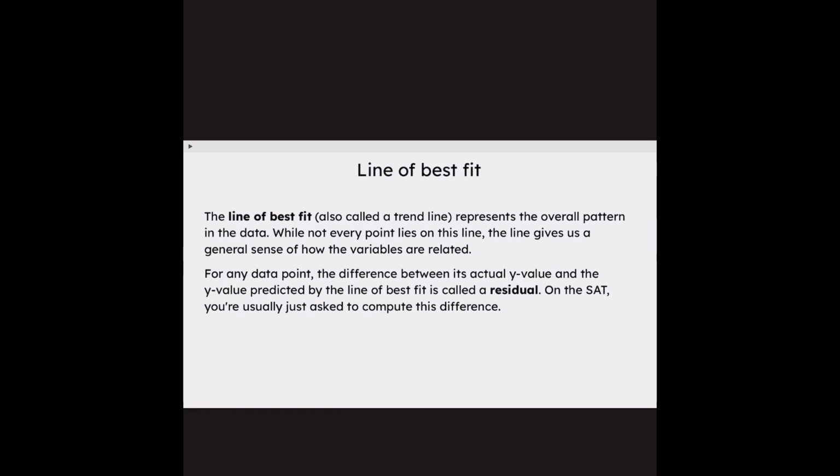Okay. The line of best fit is going to represent the overall pattern of the data. And although not every point lies on this line, the line is going to give us a general sense for how the variables are related.